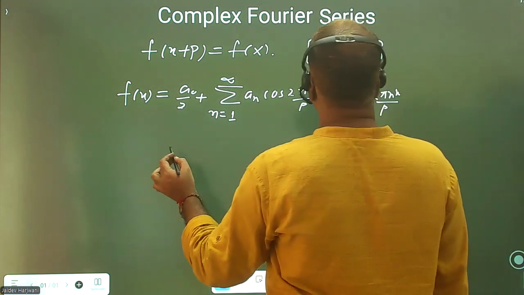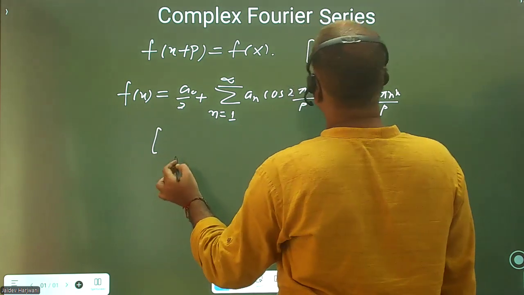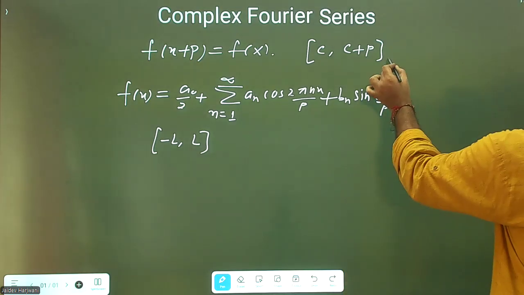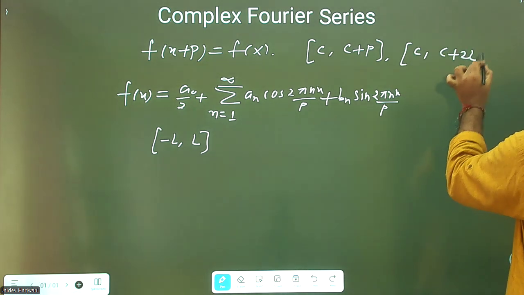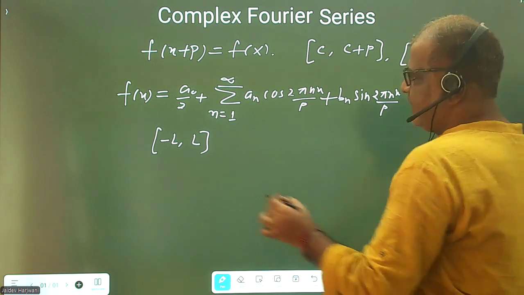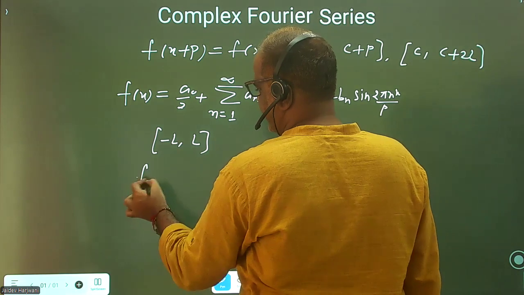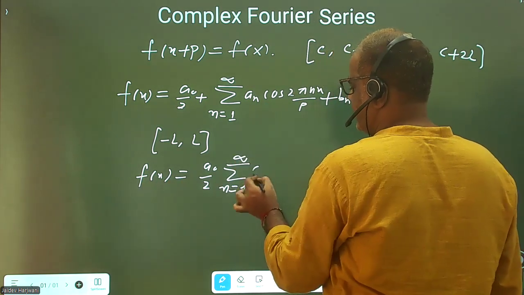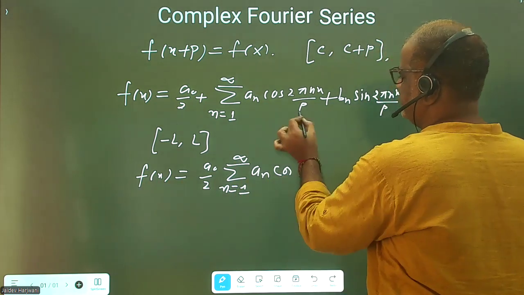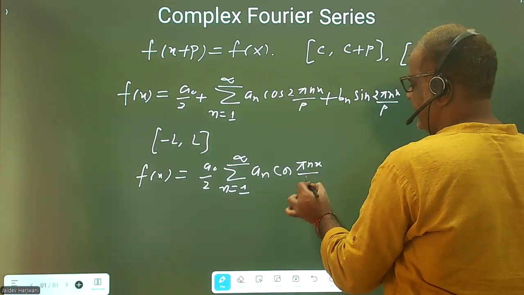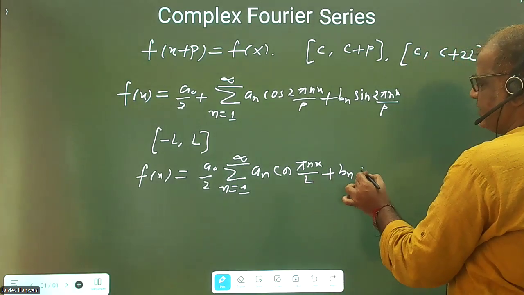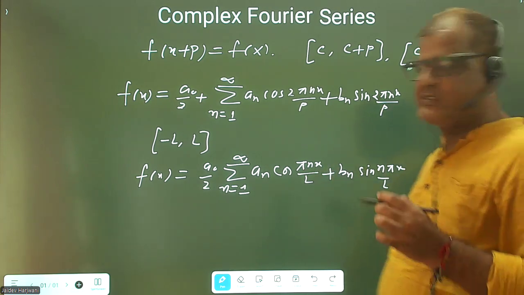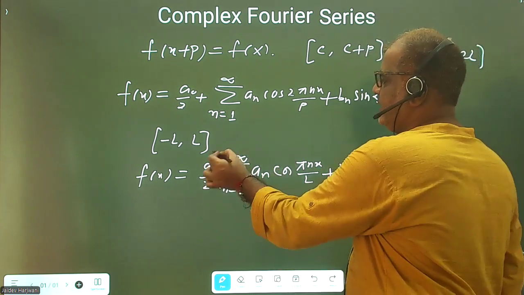Now if the interval is, say, minus L to L, that is p is equal to 2L, then c plus p becomes c plus 2L, and with c equal to minus L, the period becomes minus L to L. For minus L to L, I can write the function as a0 upon 2 plus the sum from n equal to 1 to infinity of an cos n pi x upon L plus bn sine n pi x upon L. This is my Fourier series for interval minus L to L and period 2L.